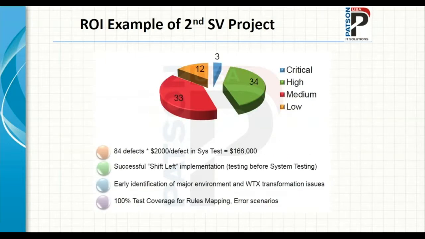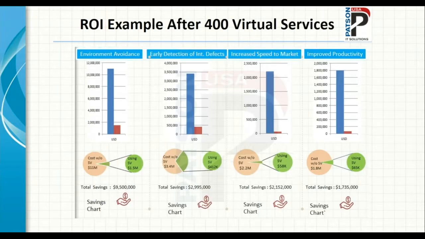Then in the second project that we did, we started putting dollar amounts. So in this project, we had about 84 integration defects that we caught just by using service virtualization. That would have been impossible to catch without SV. And then we put a dollar amount of $2,000 per defect, and that was our ROI. So it was pretty rudimentary.